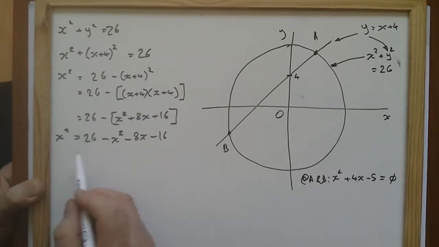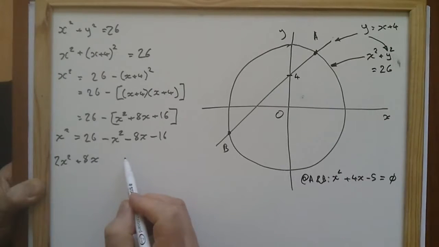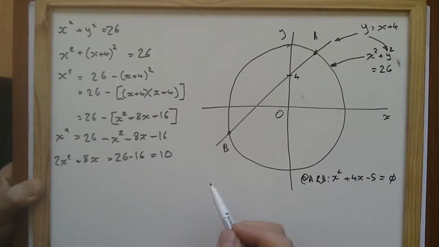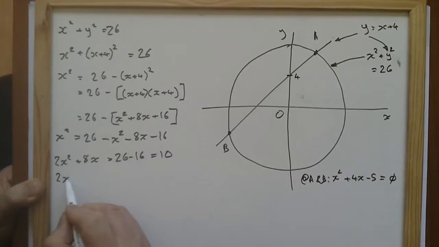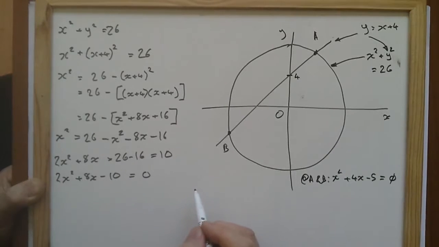So we'll have x squared plus x squared is 2x squared plus 8x is equal to 26 minus 16, which is of course 10. So we can put this in standard form: 2x squared plus 8x minus 10 equals 0. Standard form being in this order and set to 0, so we've brought the 10 over here.